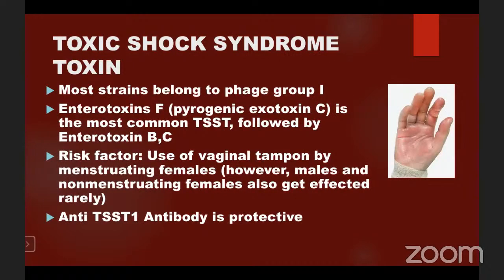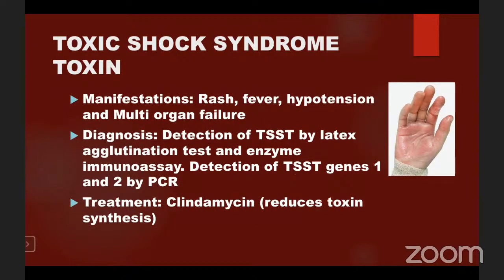Next one is the toxic shock syndrome toxin. Most strains belong to phage group 1. Enterotoxin F is the most common toxic shock syndrome toxin, followed by enterotoxin B and C. Risk factor for toxic shock syndrome is using vaginal tampons by menstruating females. Males won't get affected. Anti-toxic shock syndrome toxin 1 antibody is protective. Manifestations: rash, fever, hypotension, and multi organ failure will be there.